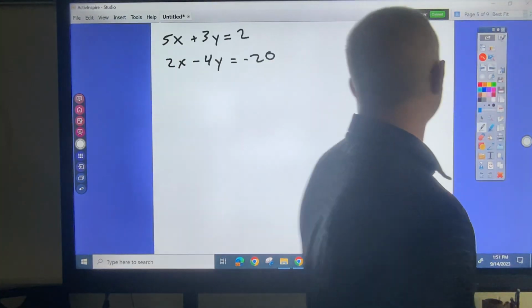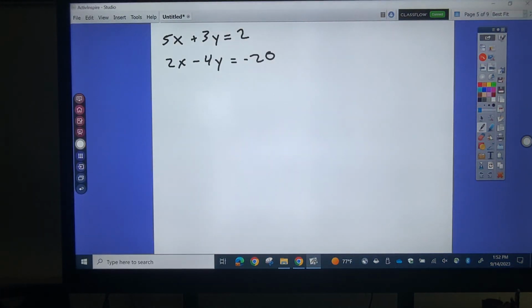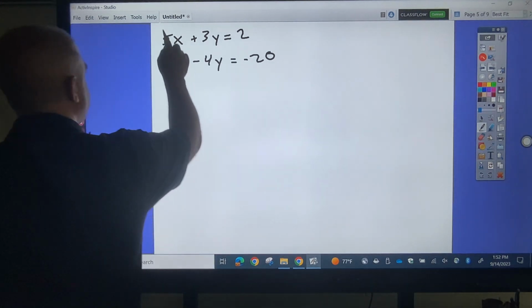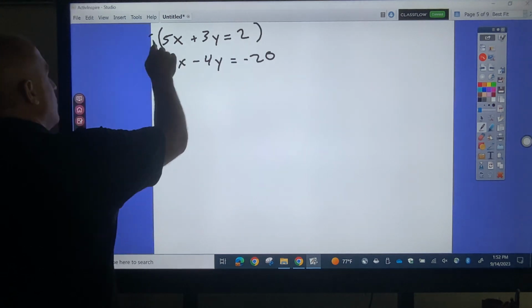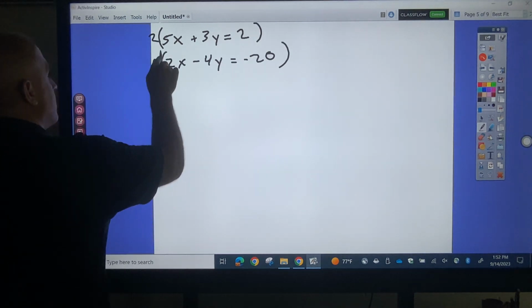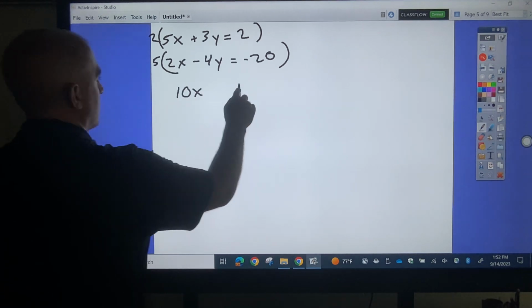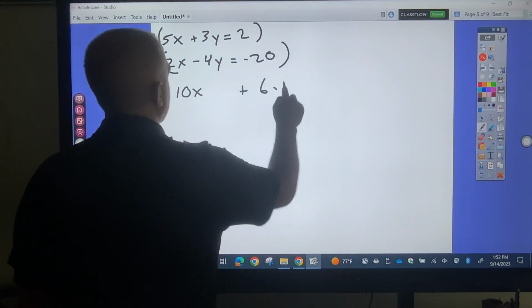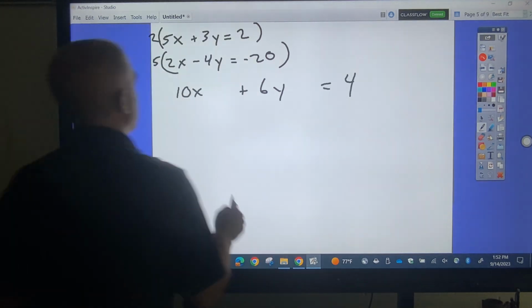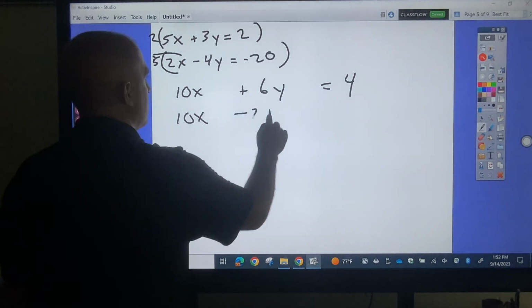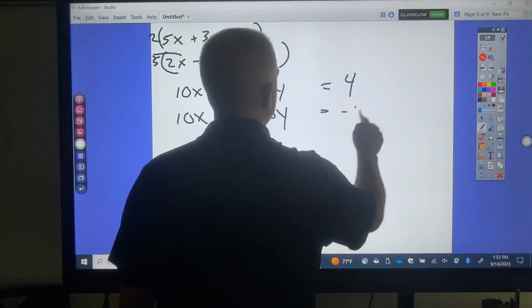It all depends. Now this one, I'm going to do elimination. Why? It's already set up for me. I'm going to multiply this group by 2 and this group by 5. So I get 10x plus 6y equals 4. I multiply the 5 by all those, that's 10x minus 20y equals negative 100.